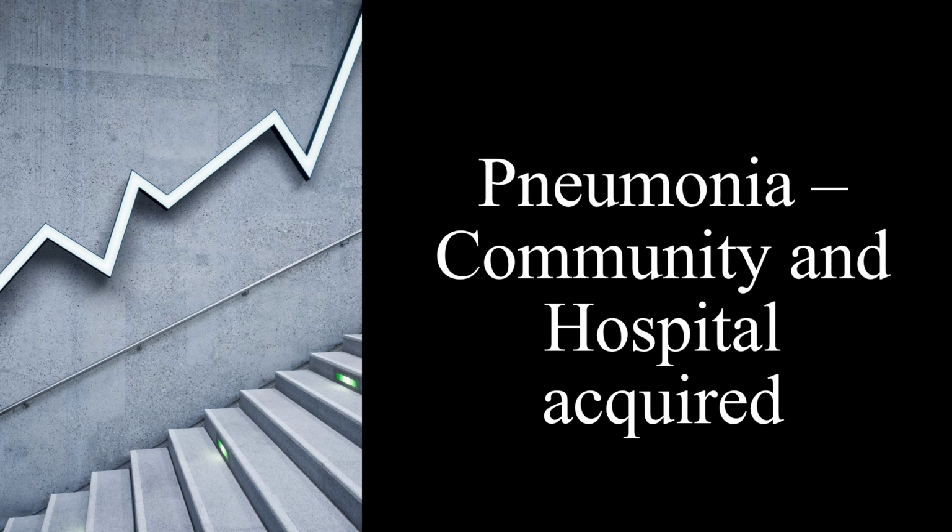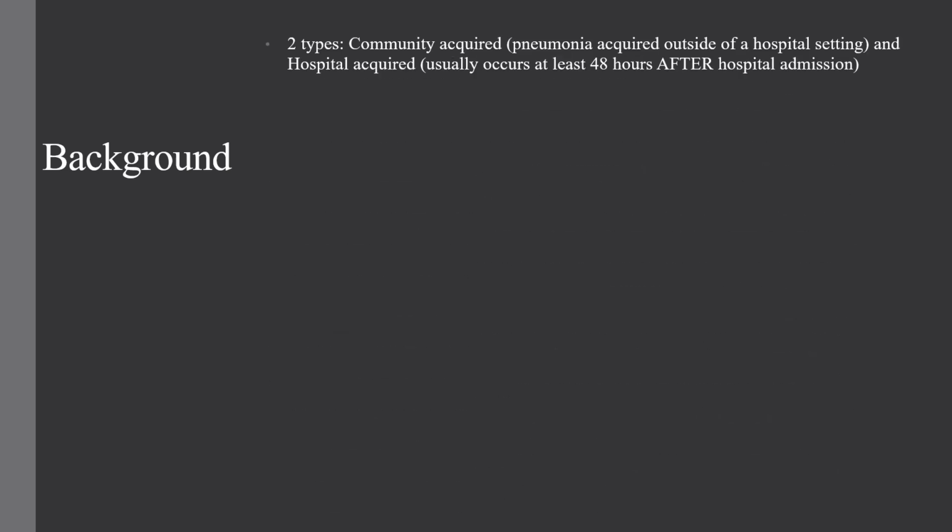Everyone. Today I'm going to be discussing pneumonia, which includes community and hospital acquired. And for a little background information, there's two types. As I mentioned, community acquired is pneumonia that's acquired outside of a hospital setting, and hospital acquired is something that usually occurs at least 48 hours after hospital admission. So, the key word here is going to be 48 hours after hospital admission.